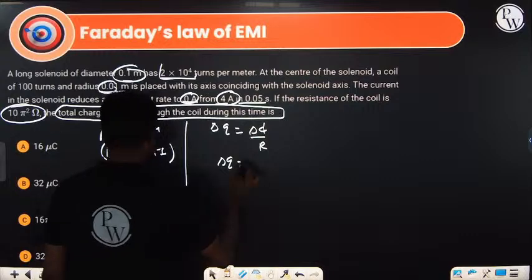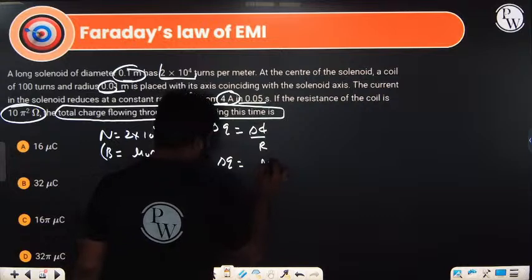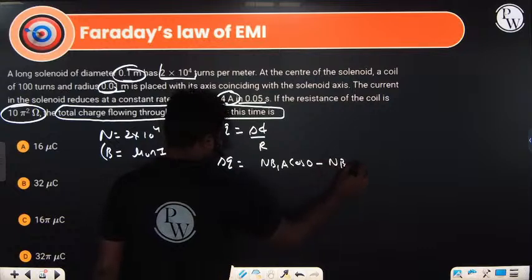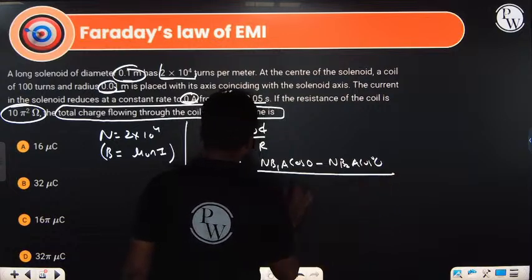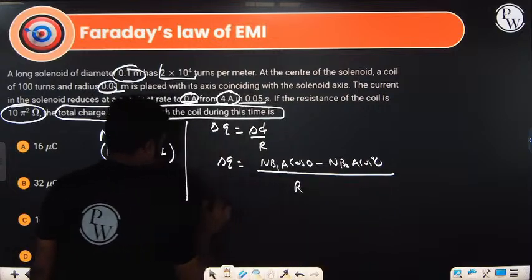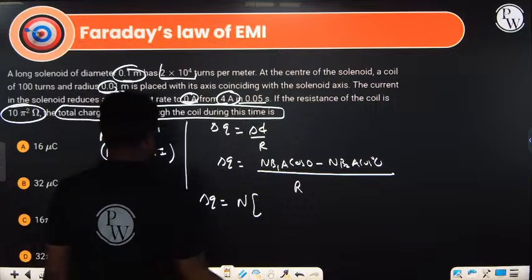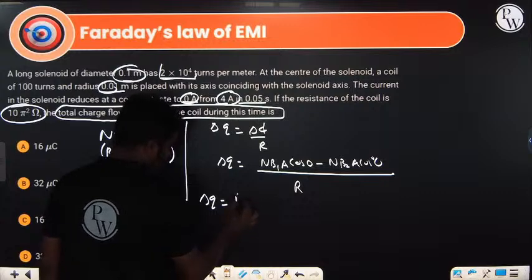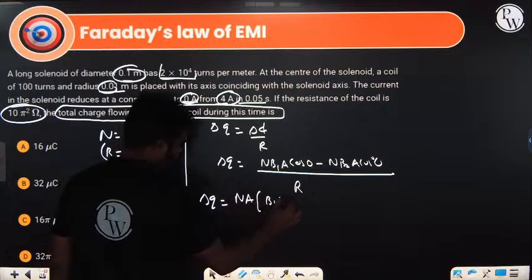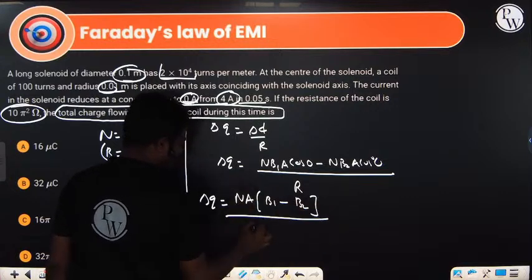So here we can write B1 to B2; the number of turns is the same, and the area we can also calculate. So this side is N B1 A cos 0 minus N B2 A cos 0, divided by resistance R. So for delta Q we can take N common: B1 A cos 0 minus B2 A cos 0. The area is also common, so N A outside, and B1 minus B2 inside, divided by the resistance R.